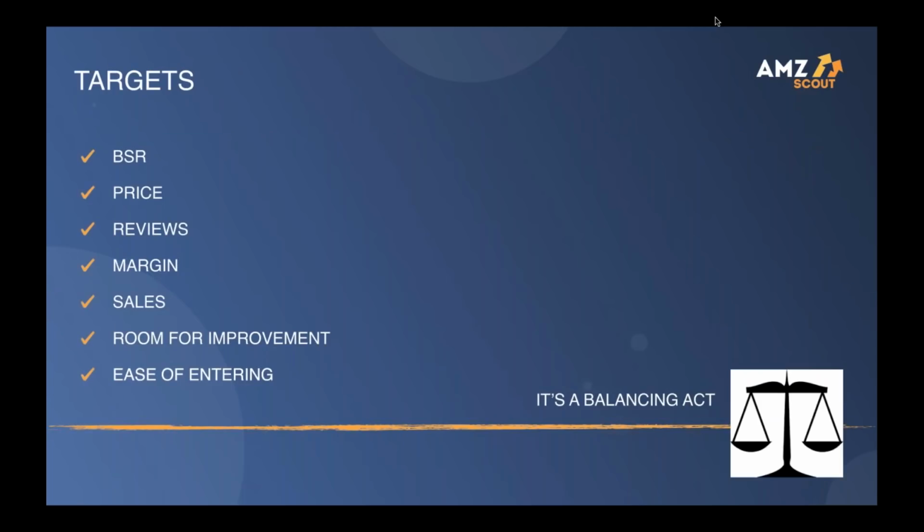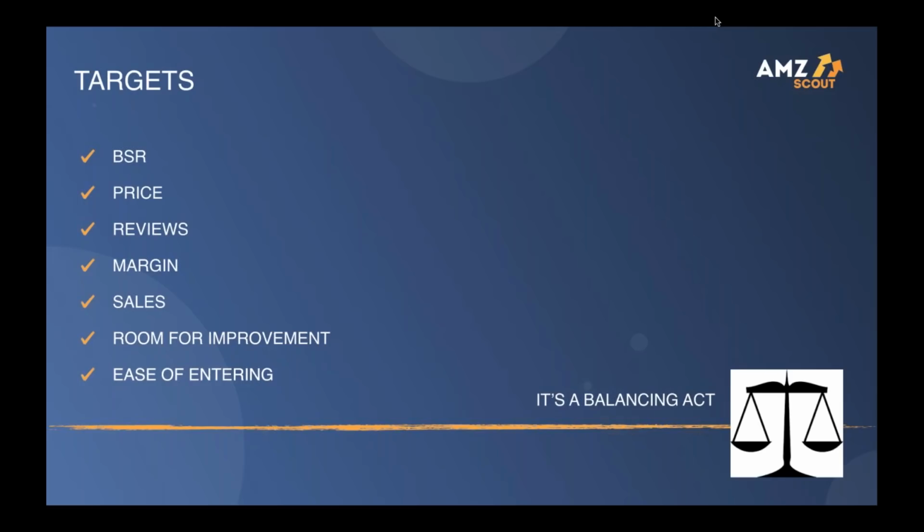But now that we have a good overview, this is what we're essentially here for. When you're doing your product research, you need to have your targets. And what we mean by targets is things that you're explicitly looking at to verify if you think that this is going to be a good niche or a viable option. Now we're looking at things like BSR, price, reviews, margin, sales, room for improvement, and is it easy to enter?